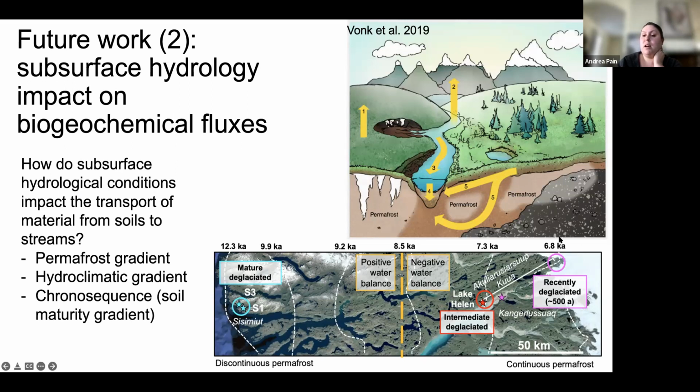So in the more ice adjacent regions, we tend to have continuous permafrost coverage and relatively low annual precipitation. And that's compared to the coastal watersheds that have discontinuous permafrost and tend to have higher annual precipitation. So we'll be looking at how the hydrologic conditions across this transect impact the transport of material from soils to streams, and then ultimately to the coastal ecosystems.